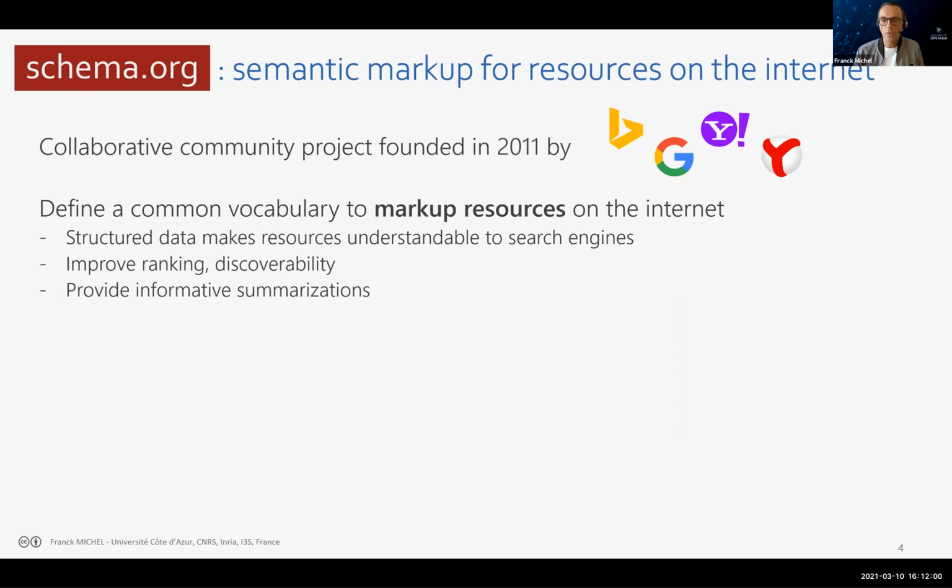So most of the time we talk about schema.org to annotate web pages, but technically you could annotate emails or any kind of other resource that you exchange in one way or another on the internet. So basically, it describes a vocabulary that provides structured data to describe the resources and make them understandable to search engines. Of course, their primary goal is search engines, and we'll see that's not the only goal that we can foresee now.